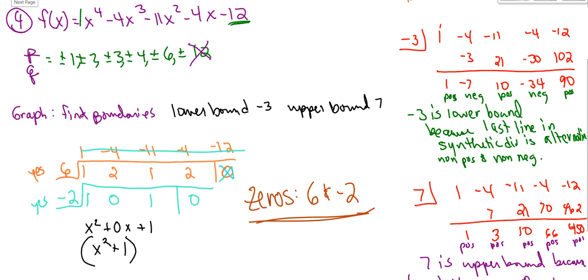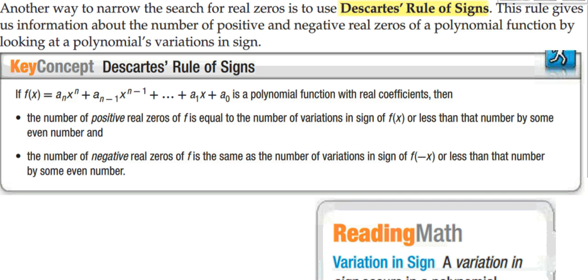So now we're going to look at another way to refine this, because it could be that we're in a situation where we have to do a lot of synthetic division. And so it's nice to have other things that might help us narrow that down. And the next one is Descartes' rule of signs. And so here is Descartes' rule of signs.